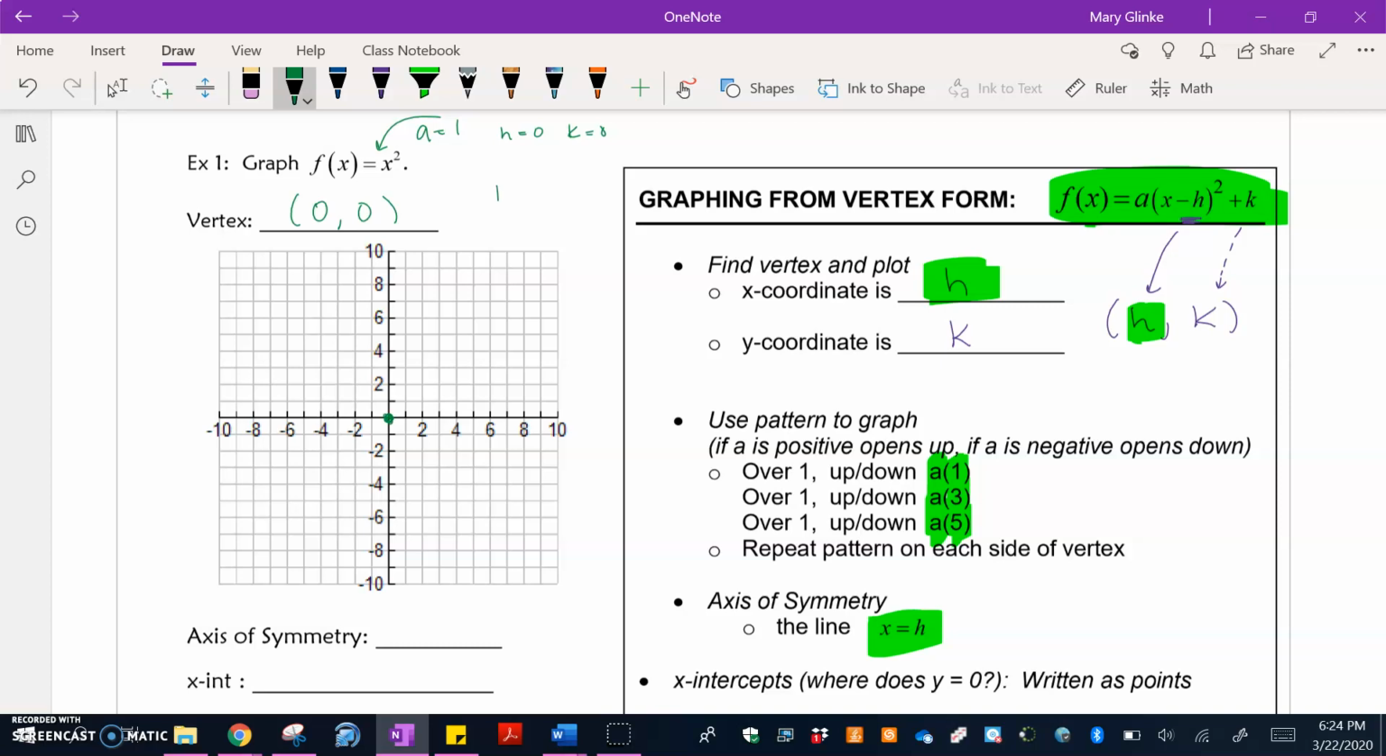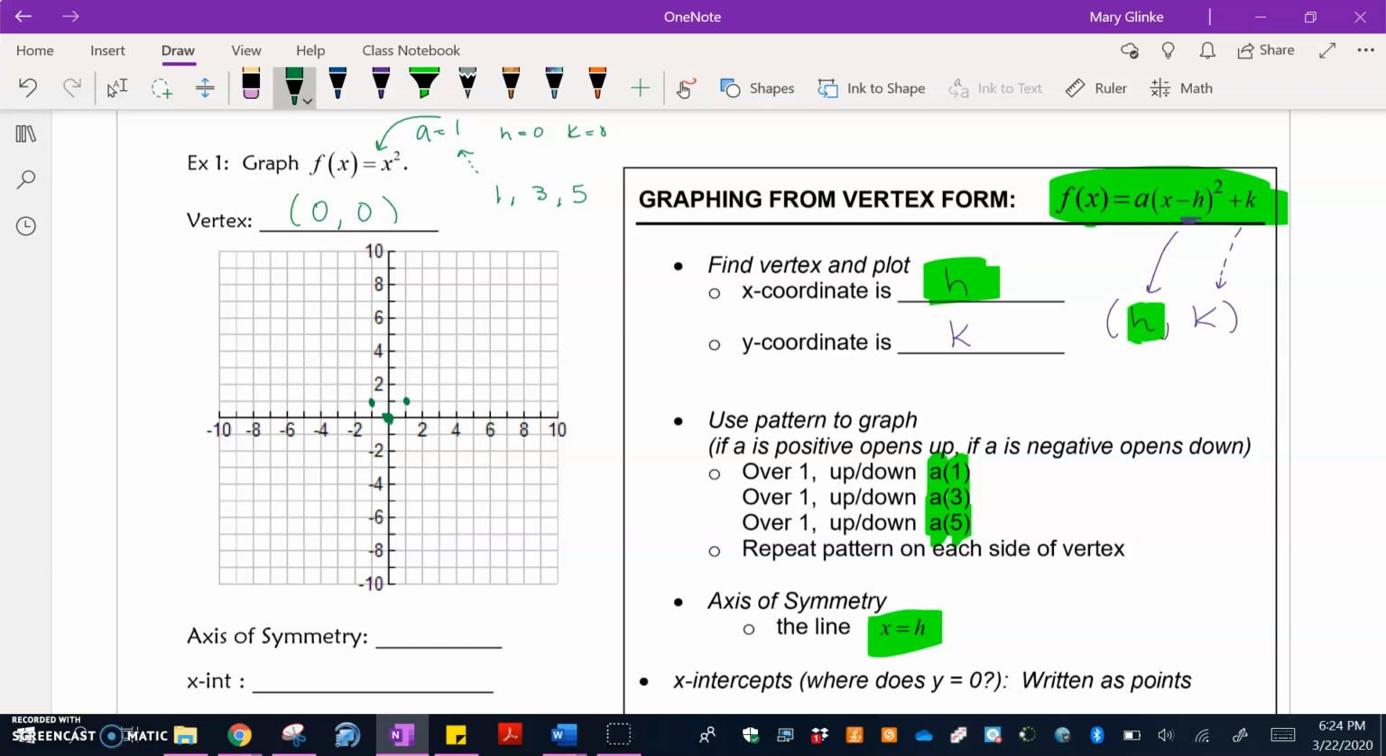Then what we're going to do is take that 1, 3, and 5 pattern and multiply it by your a value, which is 1, which means from my vertex, I'm going to go right 1 and up 1. I'm also going to go left 1 and up 1.